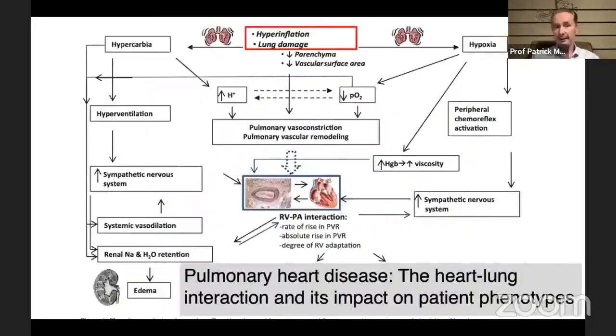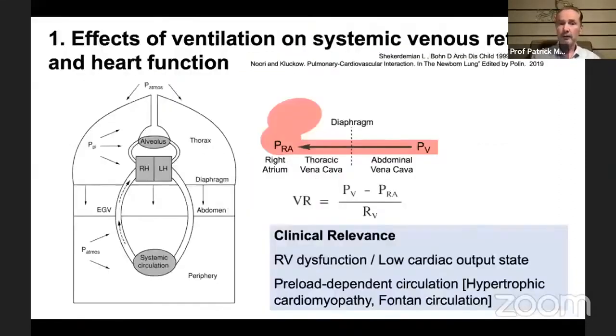Our understanding of the impact of mechanical ventilation on heart-lung interactions has expanded significantly over the last 300 years, and we now recognize it's a complex interplay between mean airway pressure, tidal volume, PO2, PCO2, vasoreactivity, and heart function. But for the purpose of today, I really want to focus on 2 or 3 things. First, what is the impact of mechanical ventilation on systemic venous return?